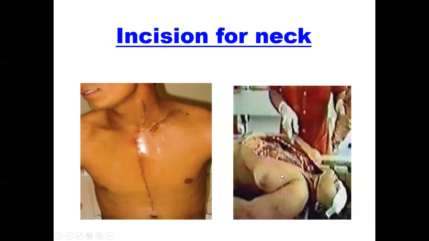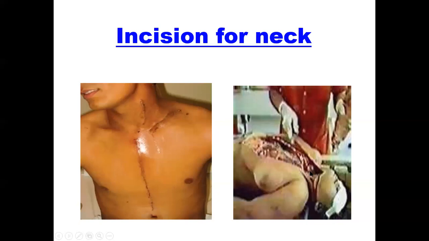But in routine cases, we give the I-shaped incision, starting from the chin and taken up to the suprasternal notch, to see the platysma, sternocleidomastoid muscle, soft tissue, tracheal rings, as well as any possibility of compression of the windpipe, any vessels, any injury, any fracture of the hyoid bone, or otherwise, to be examined thoroughly and gently.